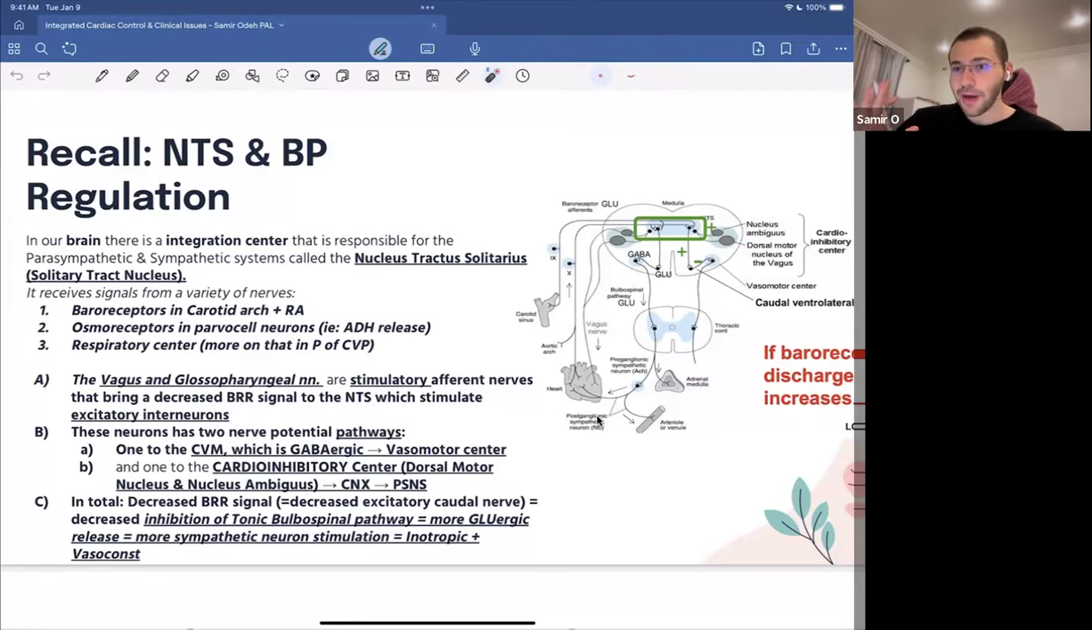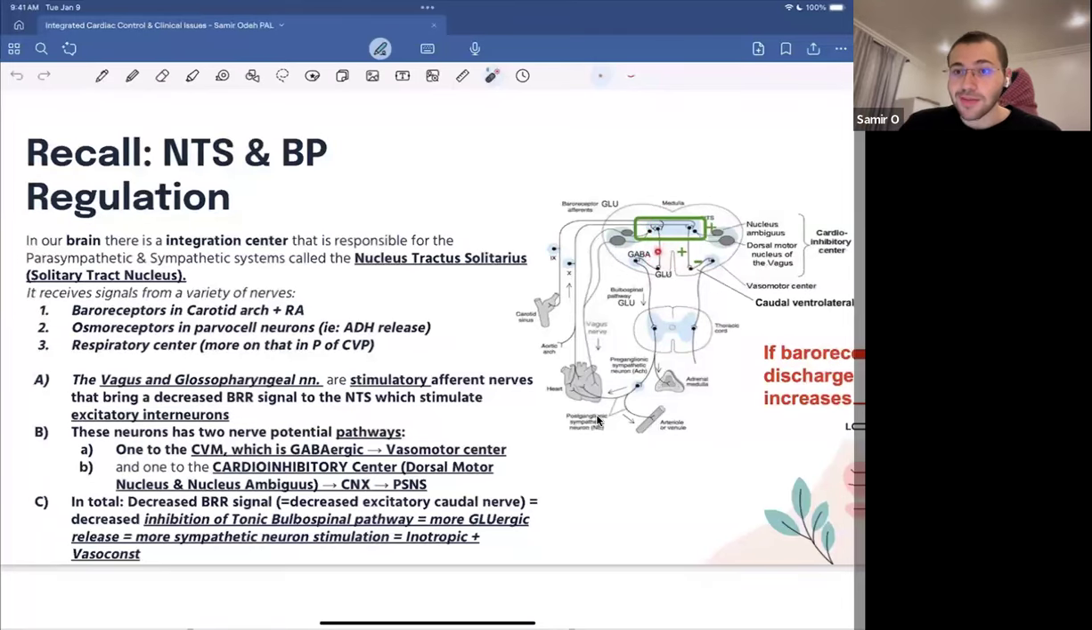So that was quite dense, but let's just think it through very quickly. Let's say you had a decreased signal being sensed by your baroreceptors. You just went from supine to standing very quick. That decreased signal means you have decreased glutamate being released into your nucleus tractus solitarius. That decreased concentration of glutamate essentially means less glutamate is activating your cardioinhibitory center, which means less parasympathetic drive. And it also means less glutamate is going to your CVM, so your caudal ventrolateral medulla.